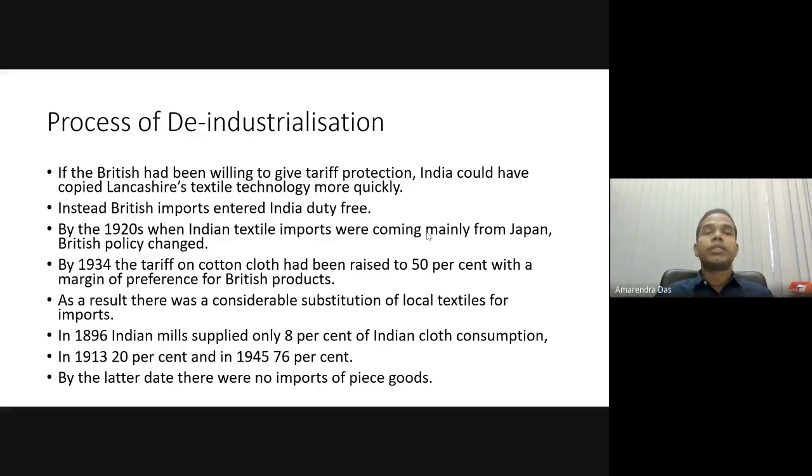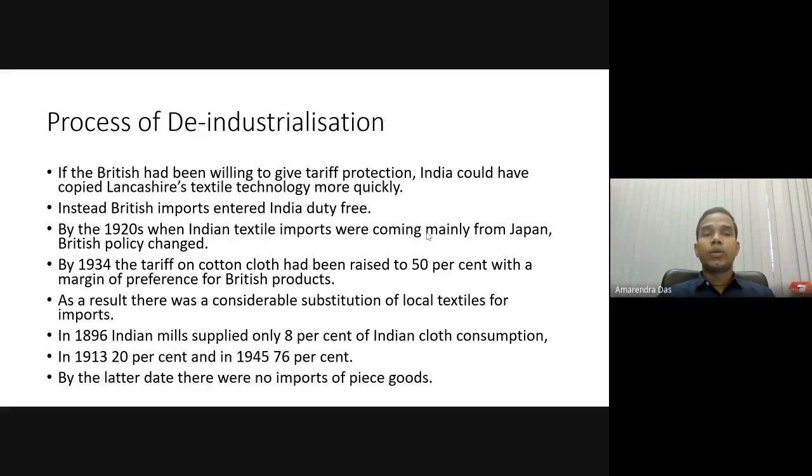If the British had been willing to give tariff protection, India could have copied Lancashire textile technology more quickly. But instead, British imports entered India duty free. So basically, the British did not protect the Indian industry, and that's how it could not compete against stiff competition. As I said, the British had protected their own industry, but anywhere in the world, wherever your industries are in the infancy stage, you have to protect them, otherwise they can't compete.